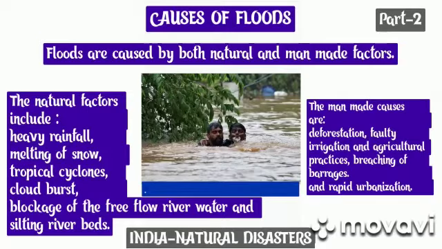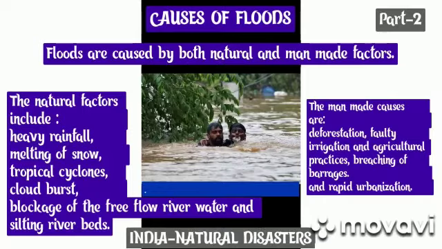While the man-made causes are deforestation. A river is flowing, excessive water comes, and there are no roots to hold the water. Soil erodes, the river flows extensively and causes floods. The other reason might be faulty irrigation. If there is a fault in the irrigation system, it may also cause floods. The other reasons are faulty agricultural practices, breaching of barrages, and rapid urbanization.